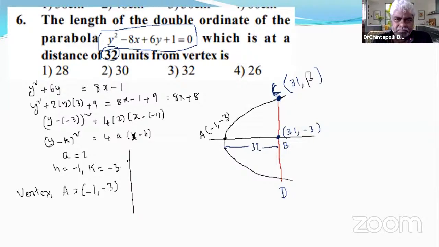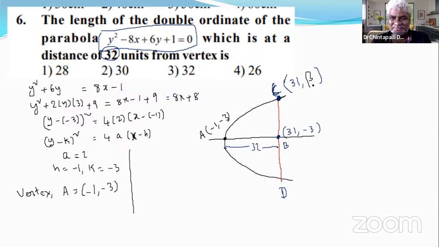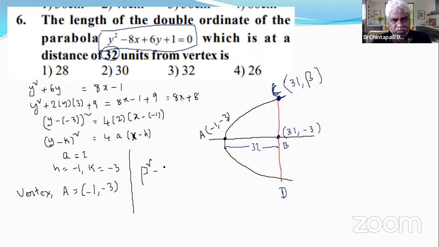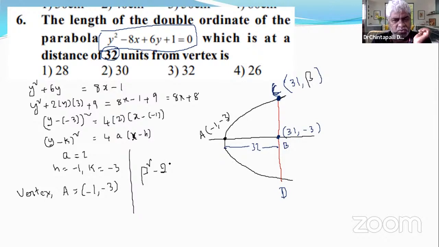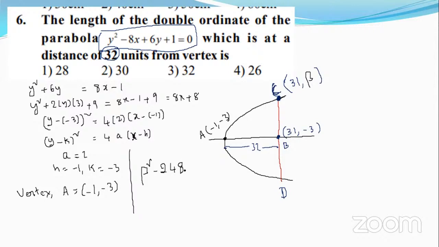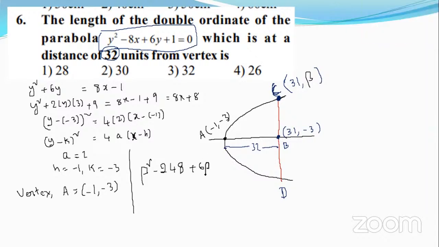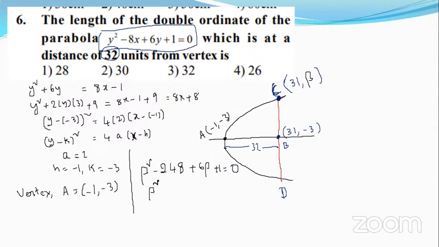Y squared means beta squared, minus 8 times 31, which is 248, plus 6 beta, plus 1, equals 0. So beta squared minus 248 plus 6 beta plus 1 gives beta squared plus 6 beta minus 247 equals 0. You can solve it.